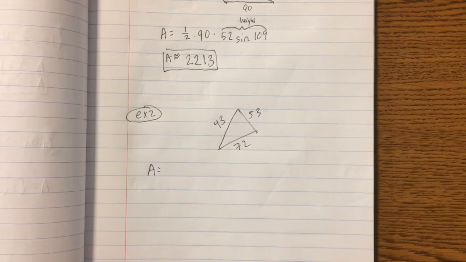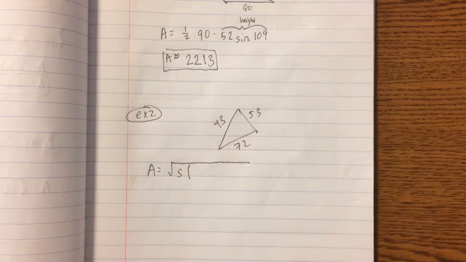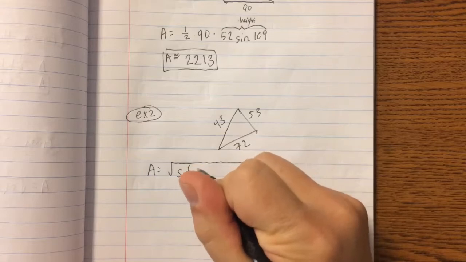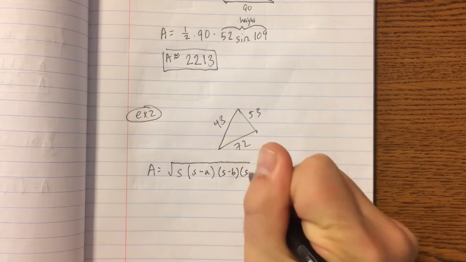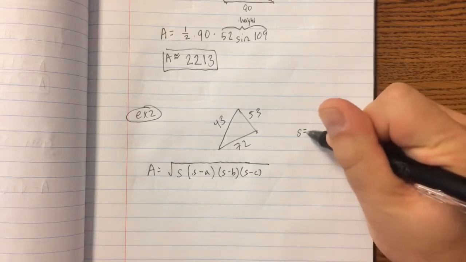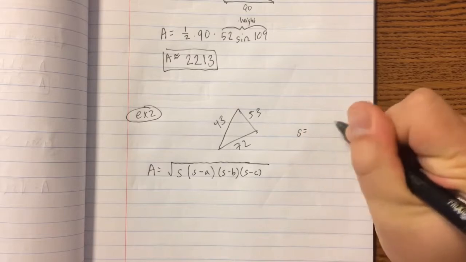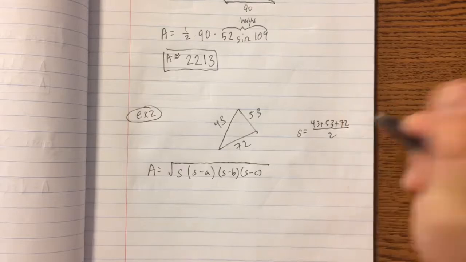So the area here would be the square root. I'm just going to rewrite the formula here. It's the semi-perimeter times the difference between the semi-perimeter and each of the 3 sides. So the semi-perimeter minus A, the semi-perimeter minus B, the semi-perimeter minus C. So what might be kind of smart to calculate here is the semi-perimeter, right? Let's maybe calculate that up front. So the semi-perimeter is going to be, I add up all the sides, 43 plus 53 plus 72, all divided by 2, so it's half the perimeter.